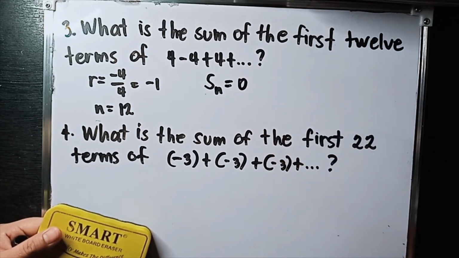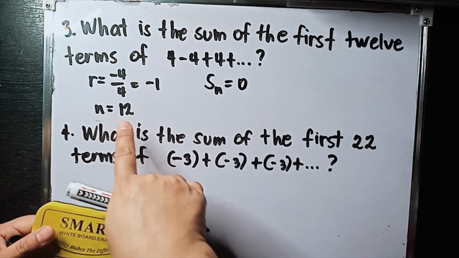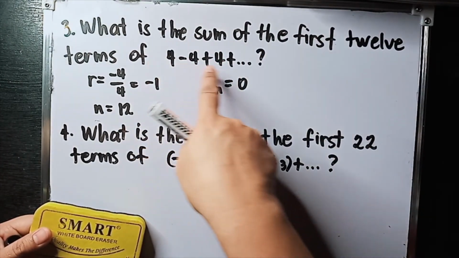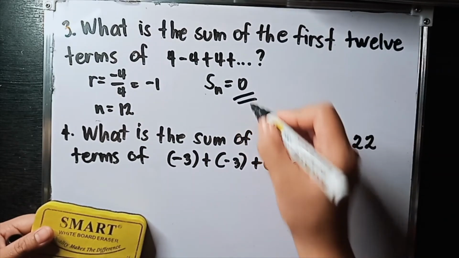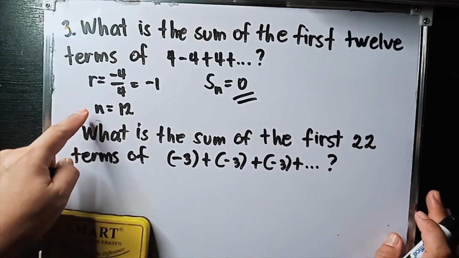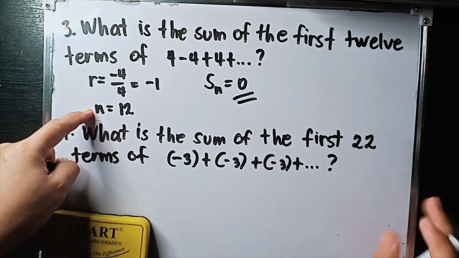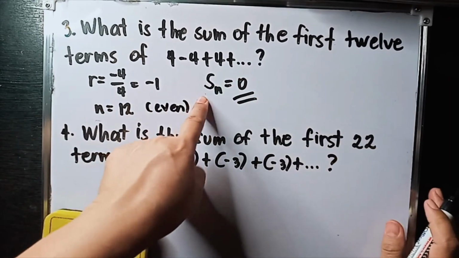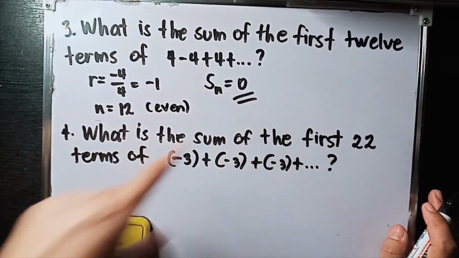As simple as that. So it means that if we are going to add the first 12 terms of this series, we are going to get 0. Knowing that our n is an even number. So since n is even, it means that the sum of this one is 0.